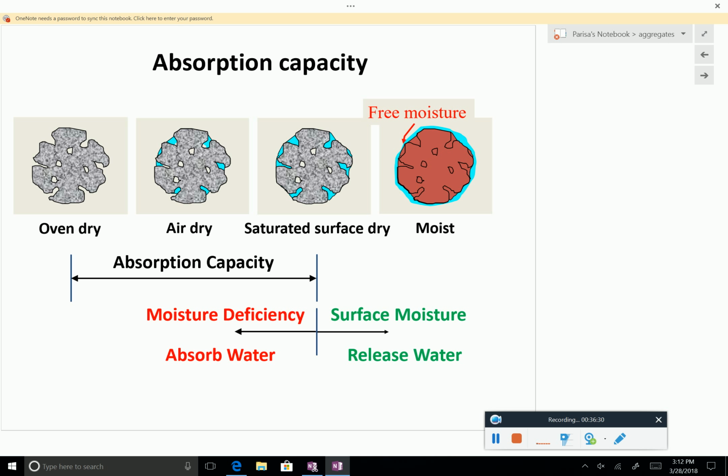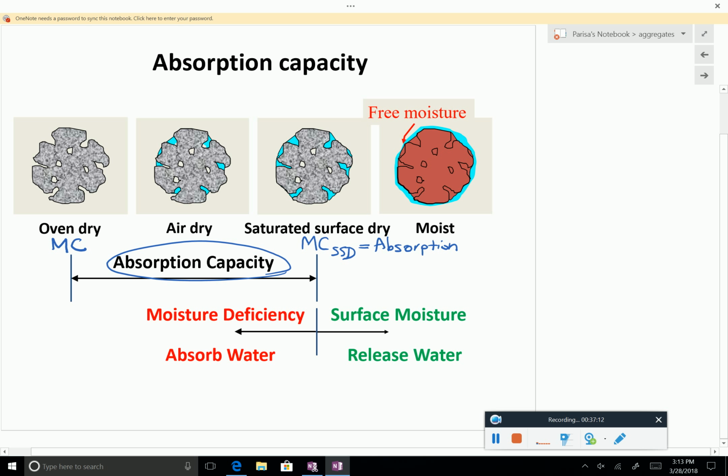Now there are a few other important things to realize here. One is anything which is more than surface saturated dry releases water. If the aggregate has less moisture, it absorbs water. So the difference between the moisture content at the other states and the SSD, the absorption, let me write it like this. It's called absorption capacity. This is nothing else but absorption.